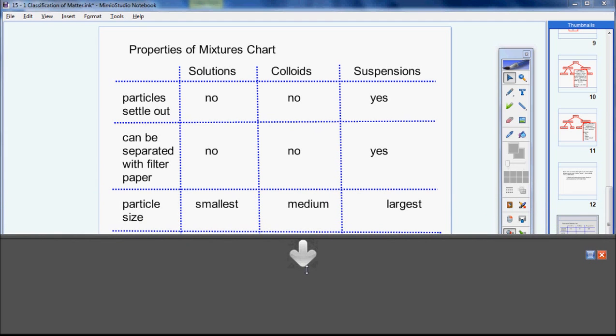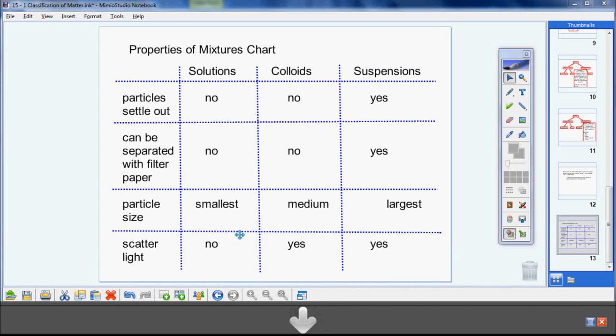There is something to be said about the particle size. I'm not making you memorize the numbers that go with them. You'll find those in your book. But what I do want you to know is that in a solution, the particles are the smallest. And in a colloid, the particles are a little bigger. And suspensions have the biggest particles. So we can also divide this up by particle size. Smallest, medium, and largest.